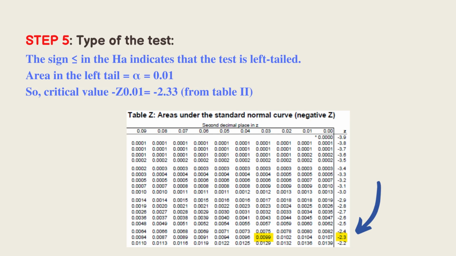Step 5. Type of the test. The sign less than in the alternative hypothesis indicates that the test is left tail. The error in the left tail is 0.01. So the critical value negative z 0.01 is equal to negative 2.33 from Table 2. This is Table 2. We can see that 0.01 is placed under negative 2.33.